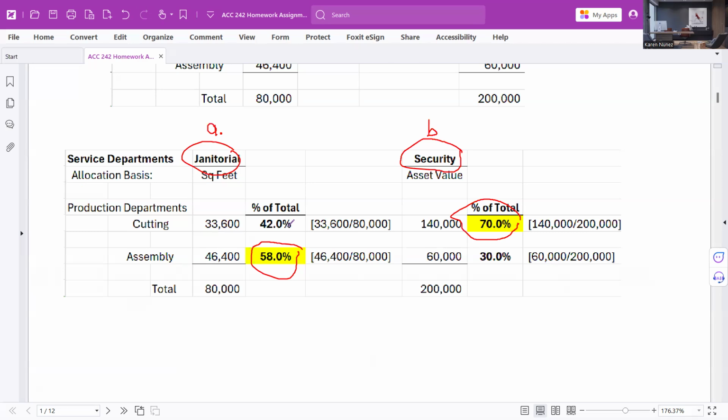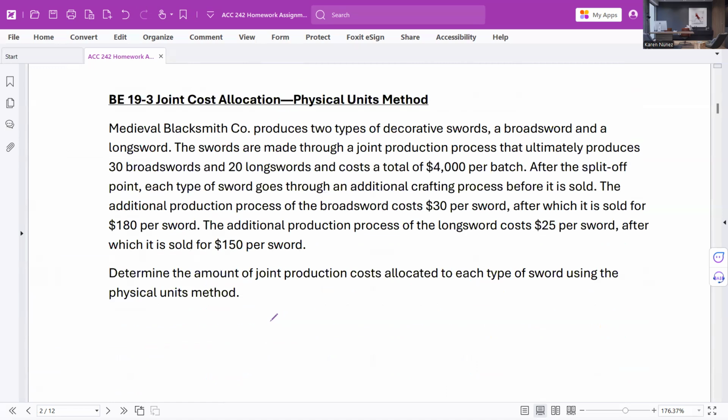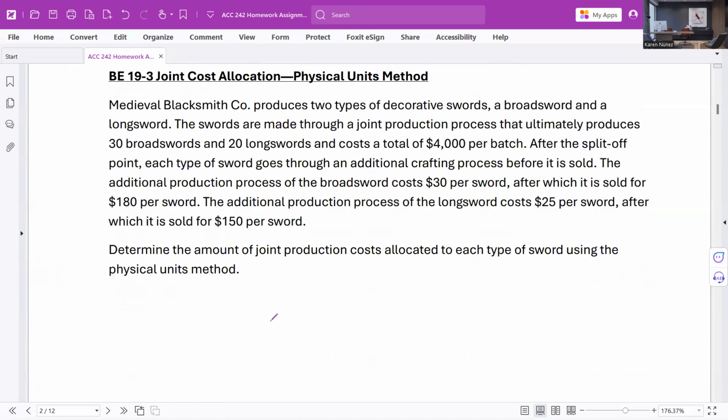Okay, and we don't actually have to do the allocation. We just have to determine the proportions. We will have a few exercises where we actually have to allocate the cost. This one is just kind of an introductory exercise. Let's switch gears now and talk about physical units, the joint cost allocation based on physical units.